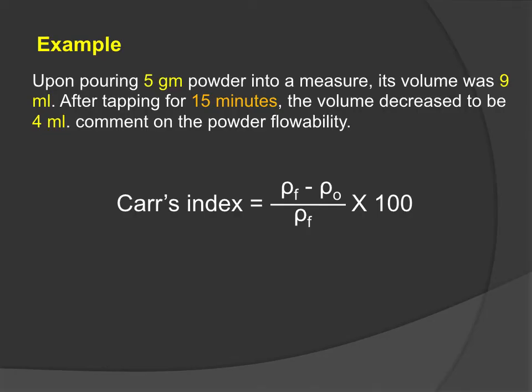We have a simple example to calculate Carr's index and Hausner ratio. Here, upon pouring 5 gram of powder, that is the weight of the powder, you will use this weight to calculate rho F and rho node. Its volume was 9 milliliters, which is the initial volume because that is before tapping. So V node equals 9 milliliter. After tapping for 15 minutes, meaning a long time, we will not use the value of the time here, the volume decreased to 4 milliliter. So we have V node, which is 9 milliliter, and VF, which is 4 milliliter.